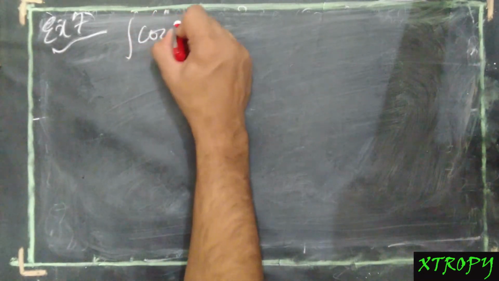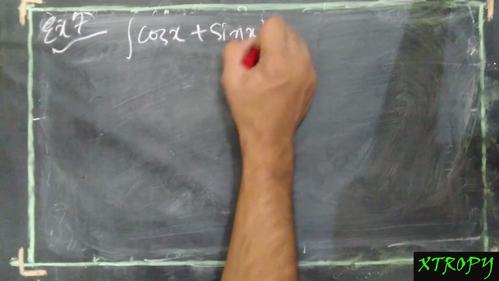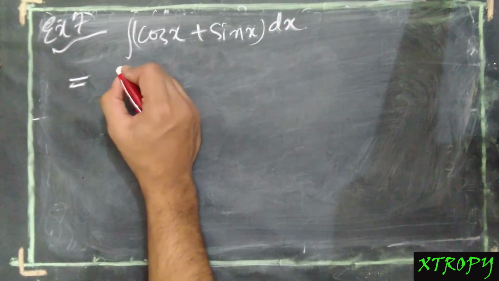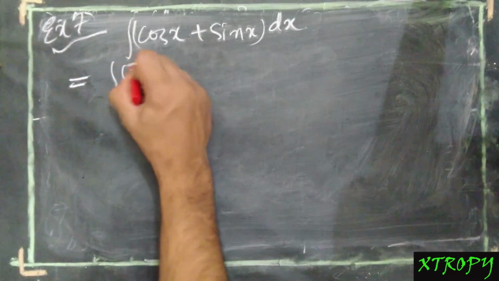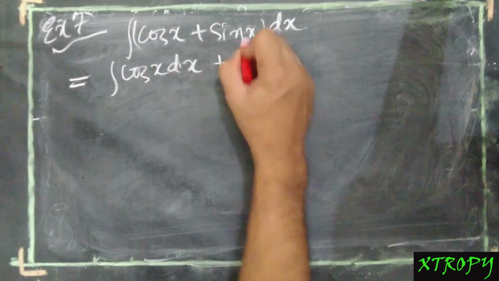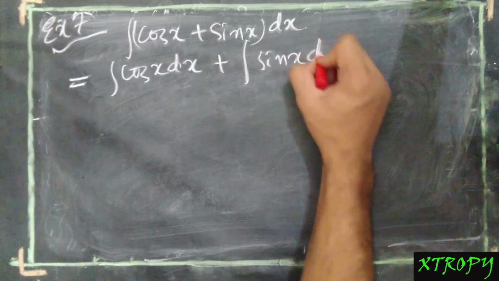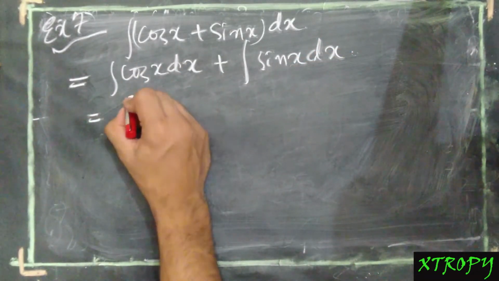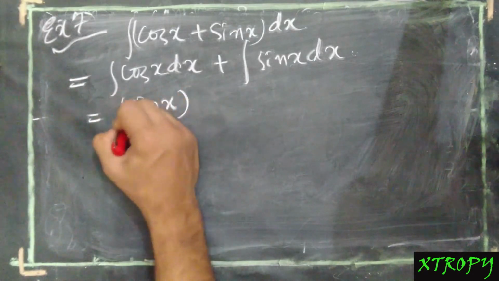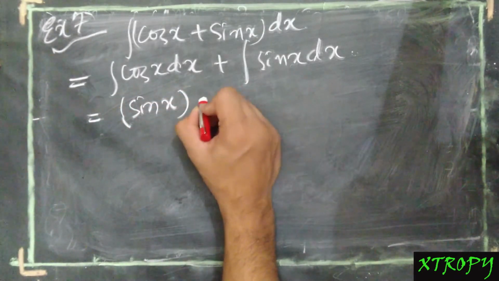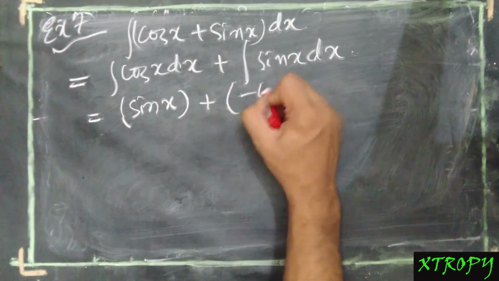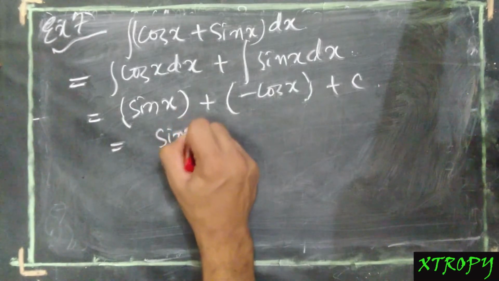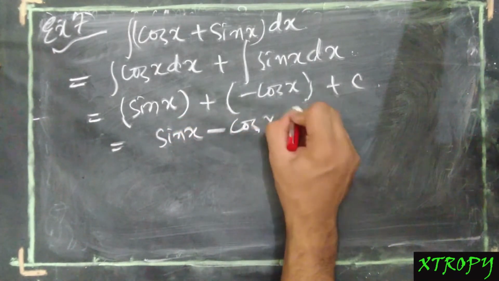Evaluate the integration of cos x plus sin x dx. So you separate them, it becomes cos x dx plus sin x dx. The integration of cos x is sin x, and the integration of sin x is minus cos x plus c. Therefore the final answer is sin x minus cos x plus c.